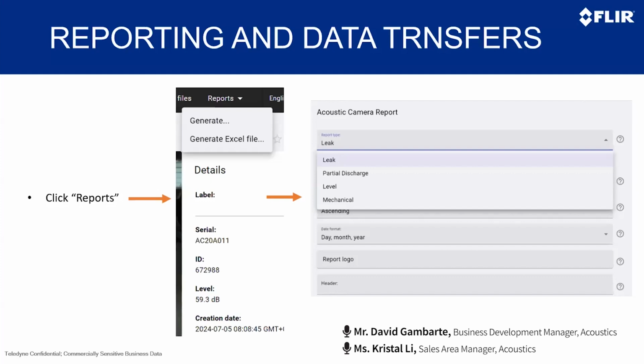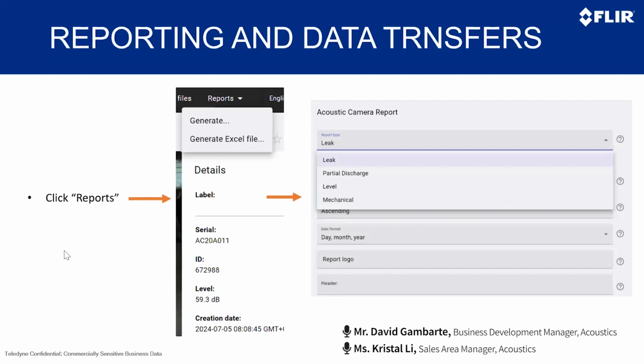Thank you, David. For reporting the data transfers, I think it's quite straightforward. When you want to generate the reports, click reports, then you will see generate and also generate Excel file. When you click generate, there are the acoustic camera reports. You need to choose the right type of report you want to create, for example leak, partial discharge, and mechanical, based on analysis type.